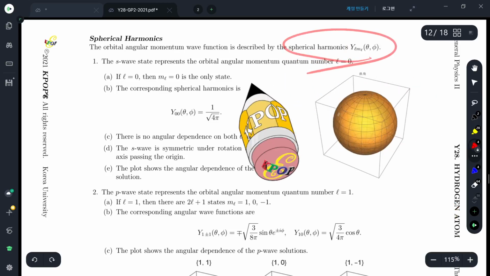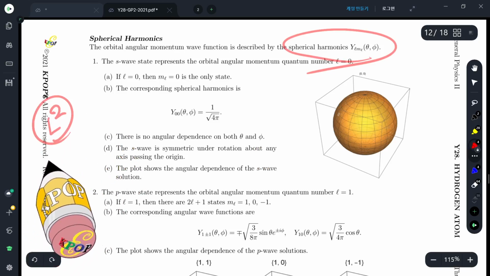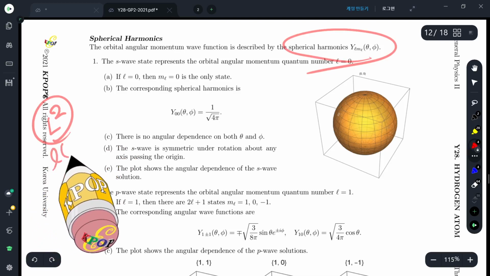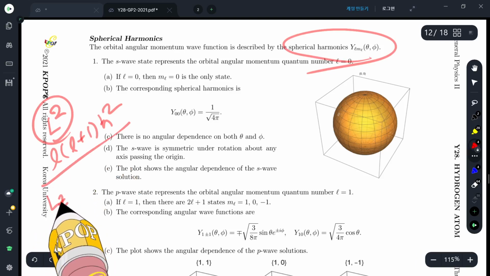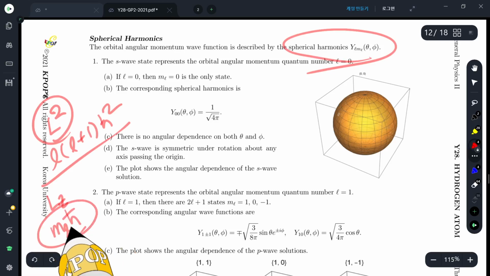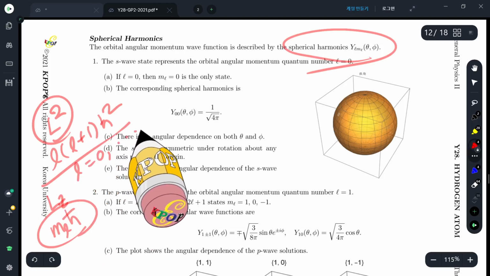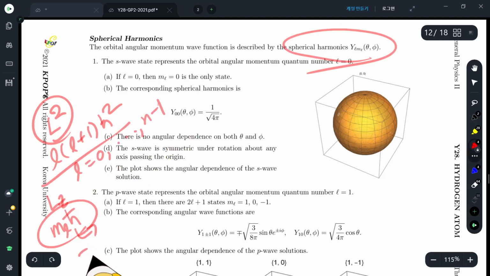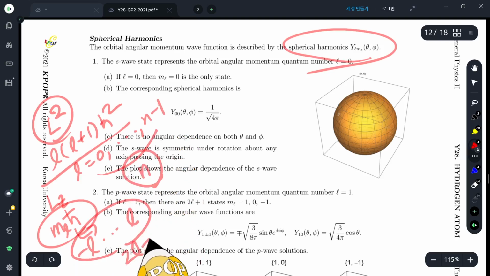Spherical harmonics represent the angular dependence, theta and phi, that determines the value of L squared, which is determined by the orbital angular momentum quantum number L(L plus 1) h bar squared, and that also determines L_z, that is m_L h bar, the z component. I told you that L runs from 0 to n minus 1, and m_L runs from minus L to L. This one has n multiplicities. This one has 2L plus 1 multiplicities.